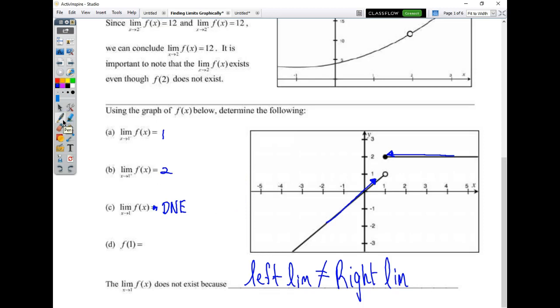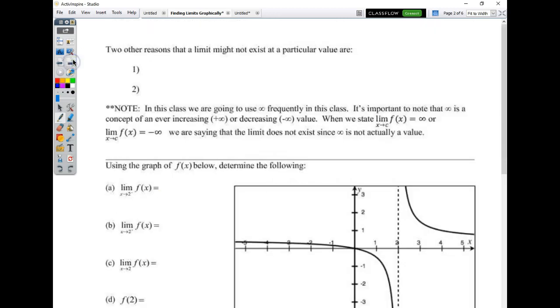What about f of 1? I heard it. Did you say that, Timothy? There you go. 2. Why is it 2? Yeah, it's a solid circle as opposed to being open. So it's pretty straightforward. Nothing crazy going on there. All stuff that we've seen before. So far, so good. Page 1. Easy. You got this.